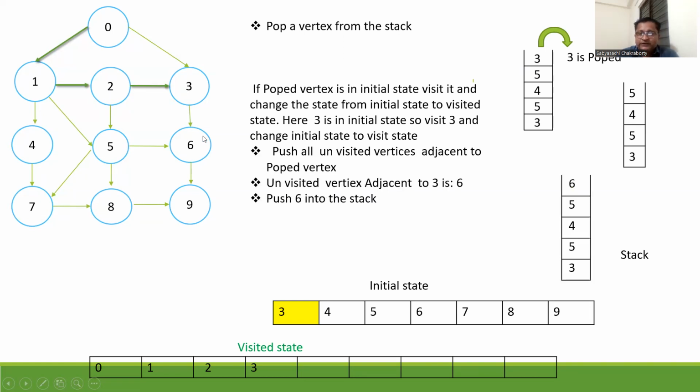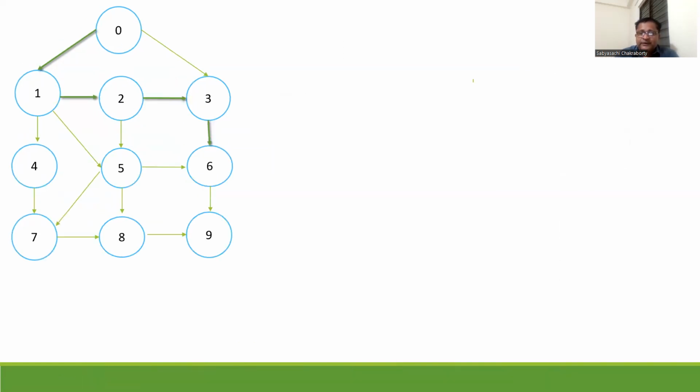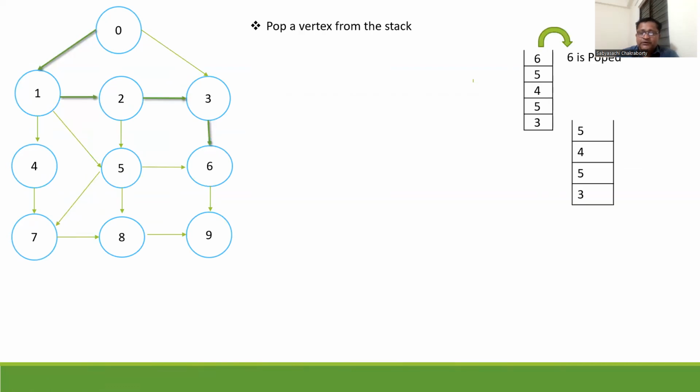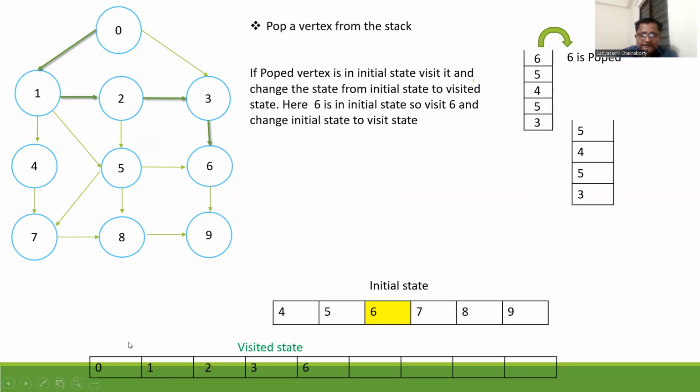So 6 will be put into the top of the stack and 6 will, in the next stage, be popped out, and 6 is no longer visited till the fourth step. That is, 6 was not visited. So 6 can be visited now and 6 will be explored subsequently. After exploring 6, we are getting only one vertex, that is the descendant adjacent of 6, that is only 9.